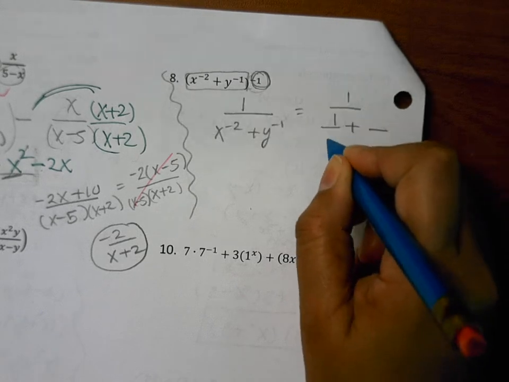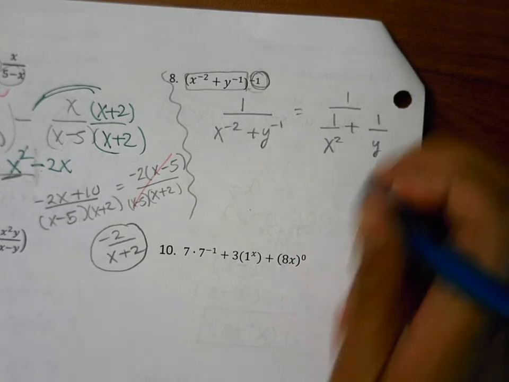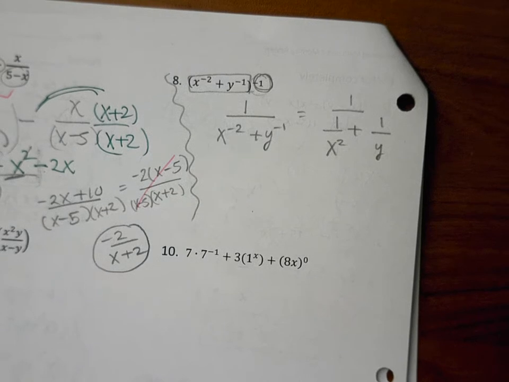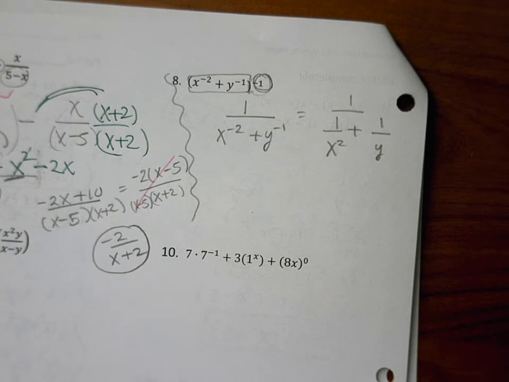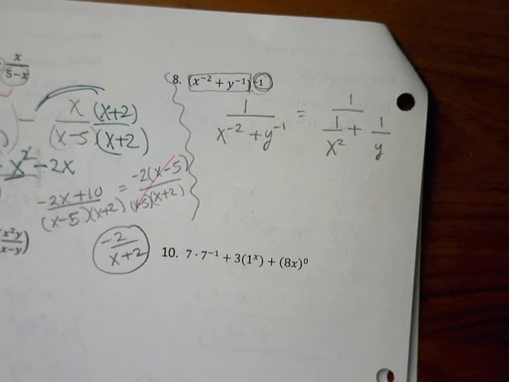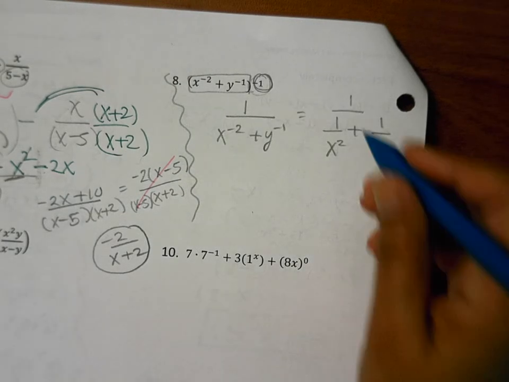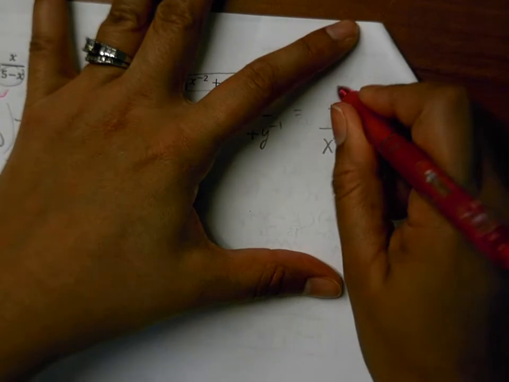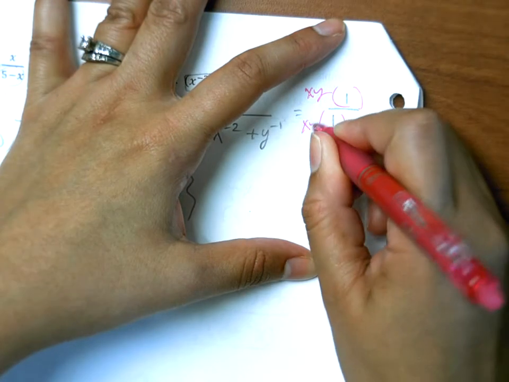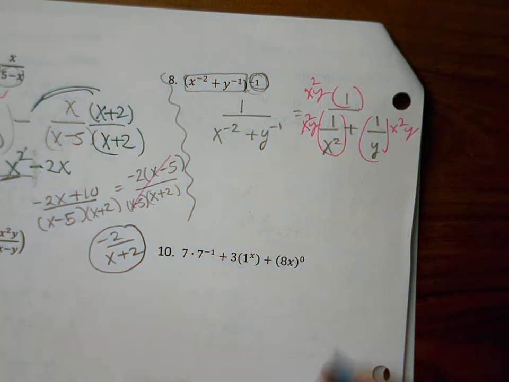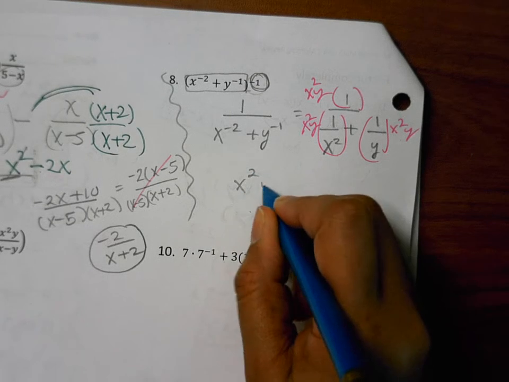Okay, so 1 over, when I make this a fraction, is it one big fraction or two individual? 1 over x squared and 1 over y. And then you multiply everything by what? X squared y. Is anybody doing it the other way, the way I showed you first? If you are, that's fine. Okay, what do we get? You said everything by xy? Is that right? Oh, x squared y.